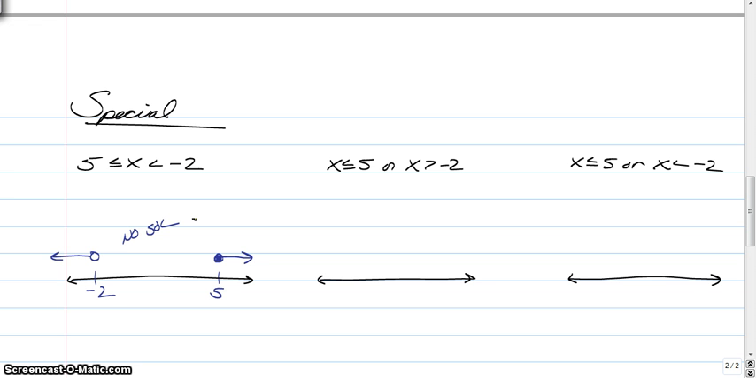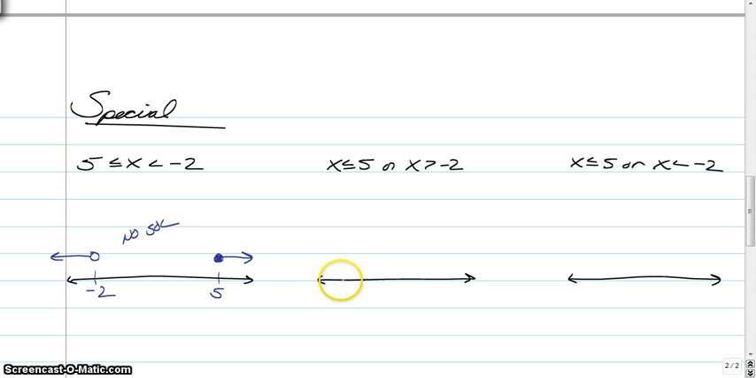You can't do it. I mean, if you were to test a few examples, 0 is neither greater than 5 nor less than -2, but try 10. Is 10 both greater than 5 and less than -2? No, it's only greater than 5. So it doesn't touch the -2. So this is an example of no solution.